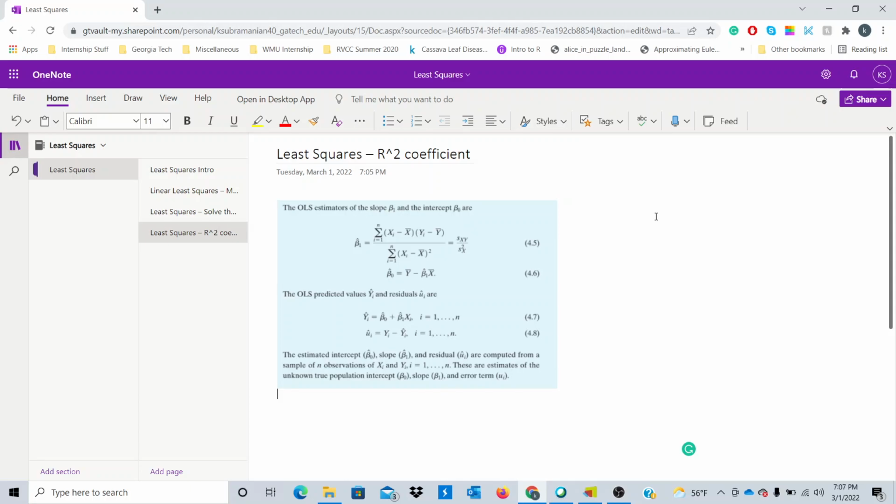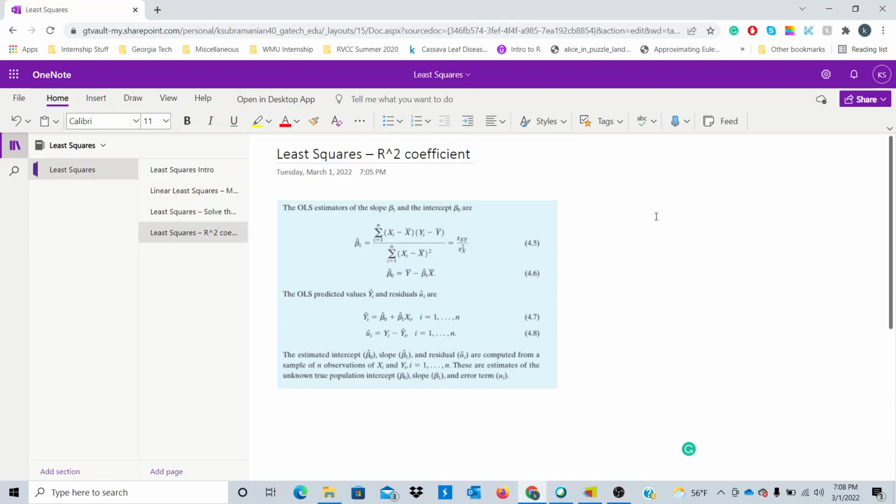So in this playlist, we're going to be continuing our discussion on least squares. We're not really touching on actual probability, we're touching more on regression analysis. In this video, we're going to be talking about a concept called the R-squared coefficient.